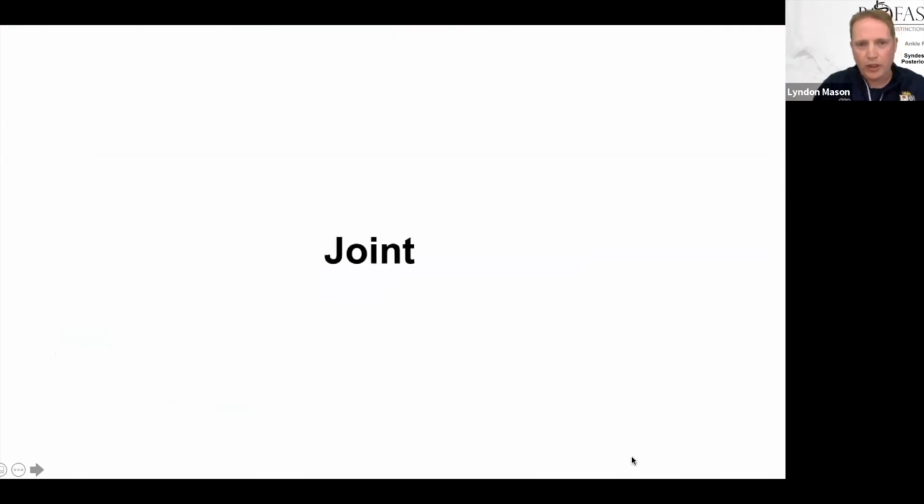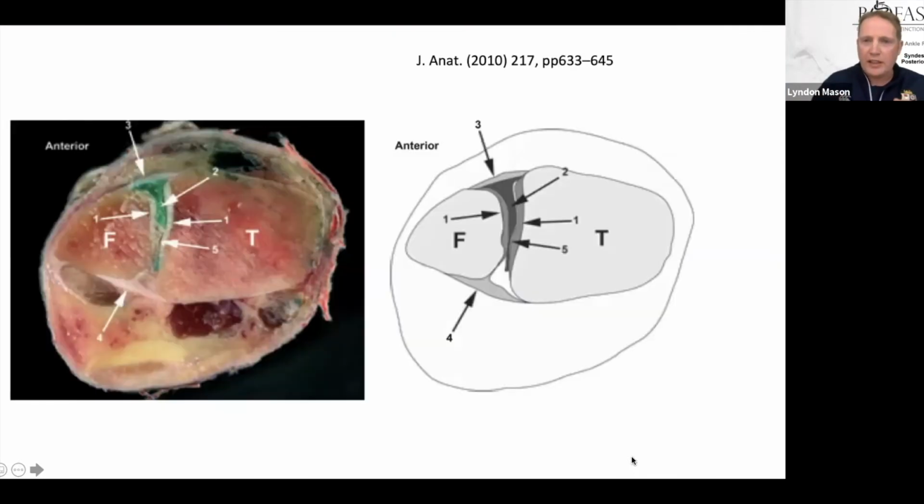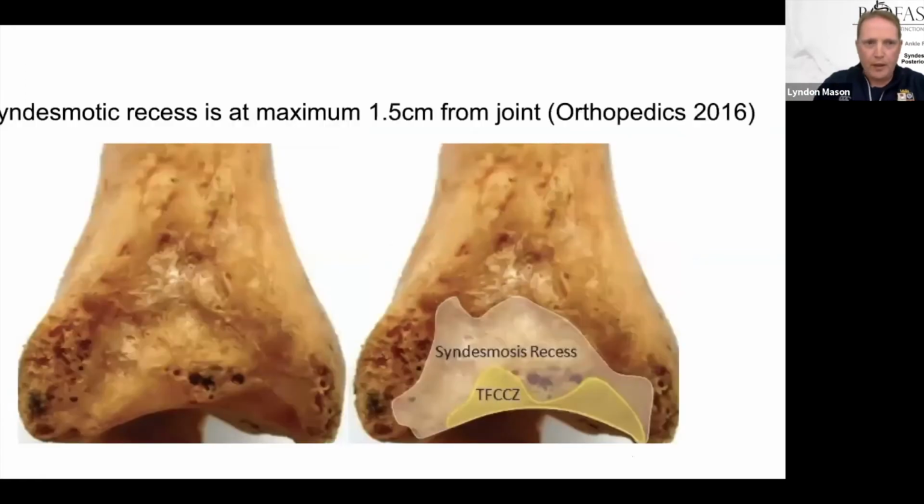To start with the joint, the syndesmosis is a synovial joint. The hyaline cartilage is at the anterior aspect of the ankle. That's because of the way it moves. As you can see in this cadaveric specimen, we have hyaline cartilage here, but nothing at the back. At the back, you have the strong ligament, which is a pivot, because it opens by external rotation. We'll go into that now. The cartilage is only at the bottom 0.5 to 1 centimeter, and the rest of it is the syndesmosis recess, which goes to about 1.5 centimeters above the joint.